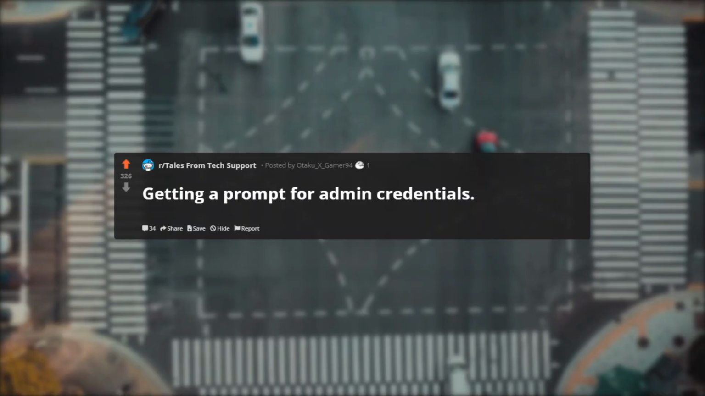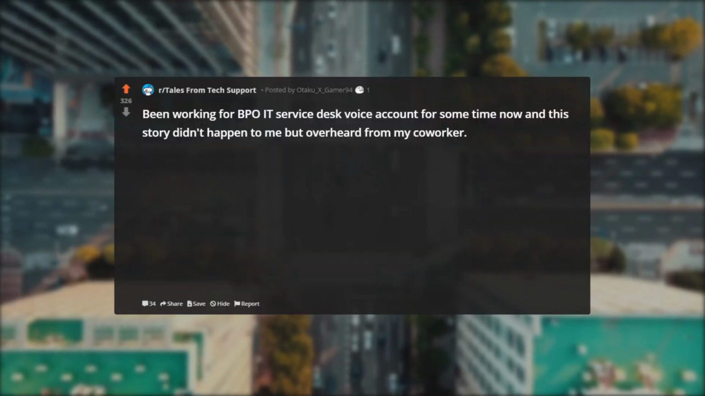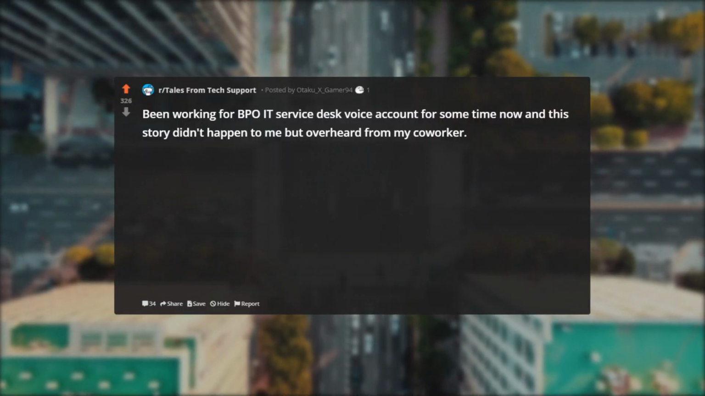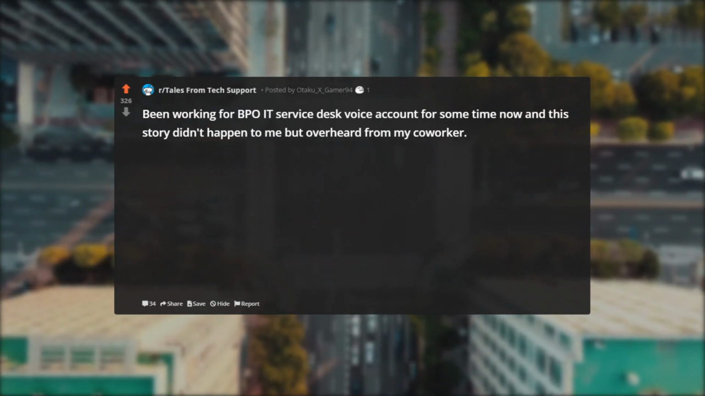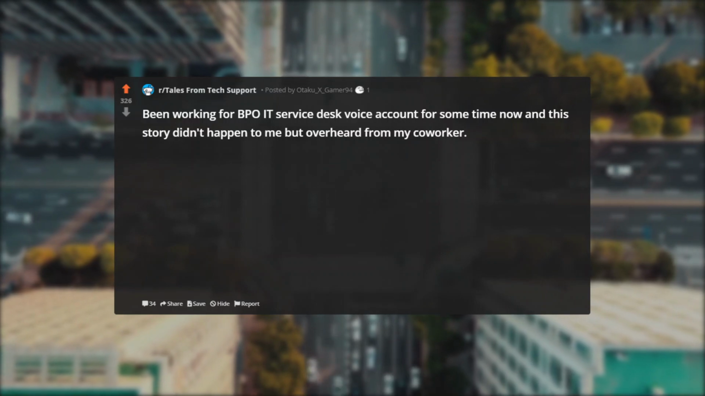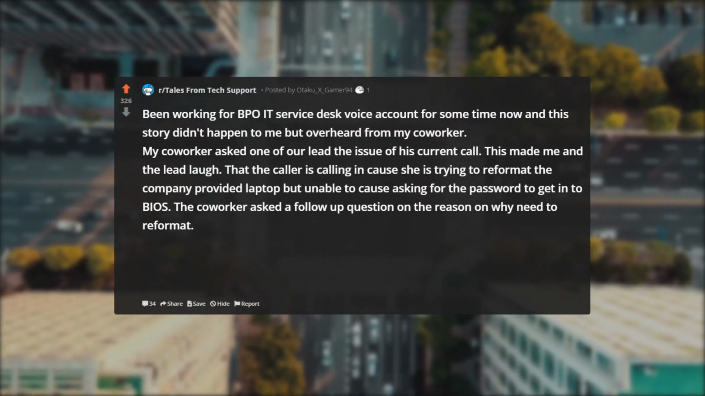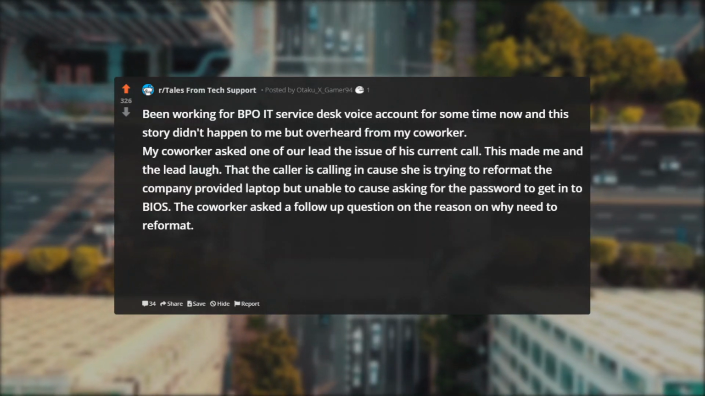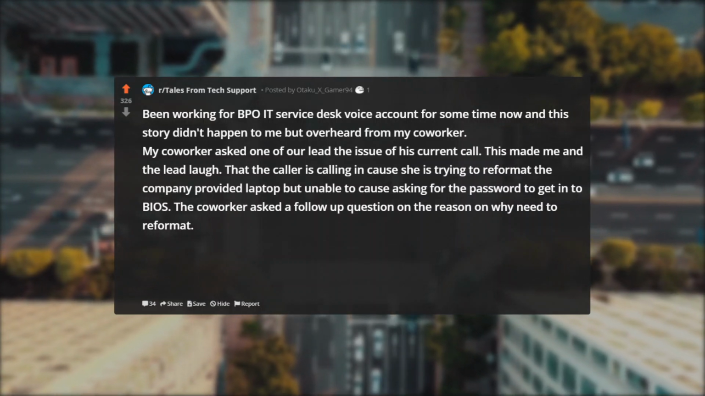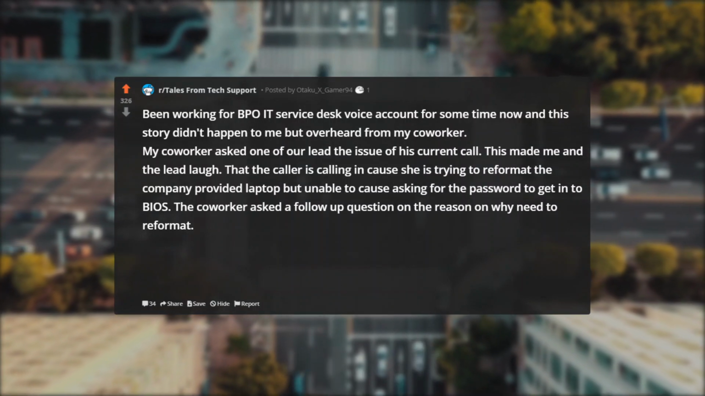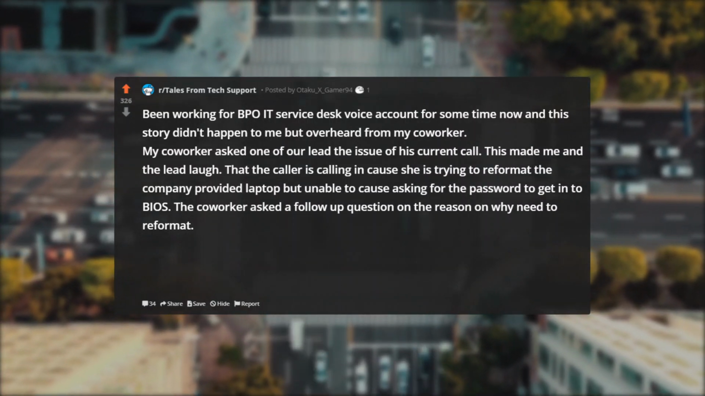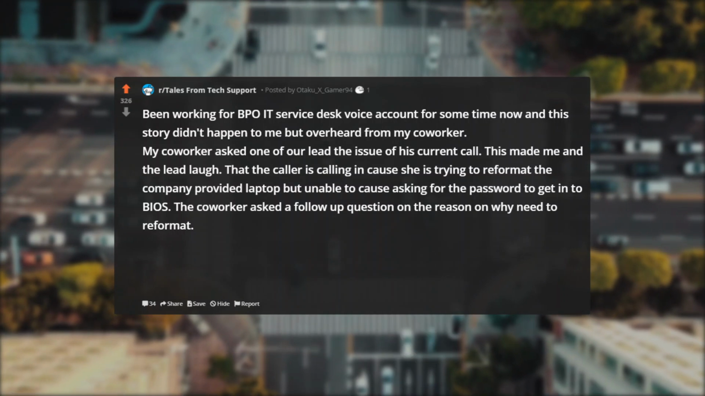Getting a prompt for admin credentials. Been working for a BPO IT service desk voice account for some time now, and this story didn't happen to me, but I overheard it from my coworker. My coworker asked one of our leads about the issue of his current call. This made me and the lead laugh. The caller is calling in because she is trying to reformat the company-provided laptop, but is unable to because it is asking for the password to get into BIOS.